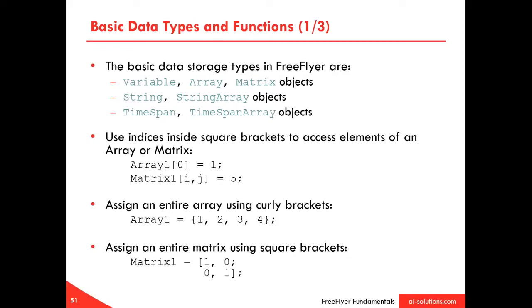When you're working with an array, matrix, or a string array or timespan array, you'll use square brackets to access the elements inside that array. All indices in FreeFlyer start from 0, so you can access array of 0 to access the first element in the array. You can also assign all the values to an entire array at once using curly brackets with commas separating the values. And you can assign all the values to a matrix object at once using square brackets with commas to separate the values and semicolons to separate the rows.